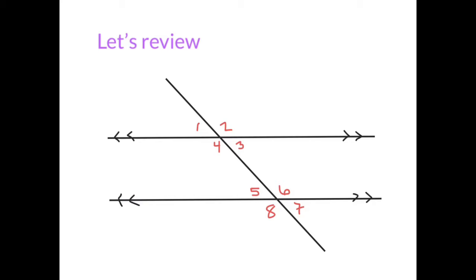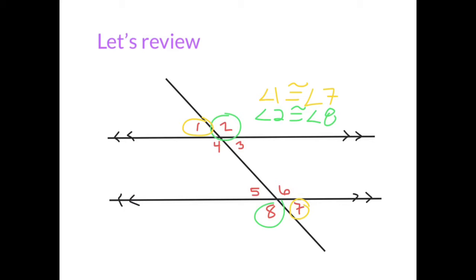So 2 and 8 are alternate exterior angles, and 1 and 7 are alternate exterior angles, and their specific relationship is that they're congruent. Angle 1 is congruent to angle 7, and angle 2 is congruent to angle 8. I'm missing my congruent symbol there in angle 7. Alright, so that's the property that we learned about alternate exterior angles.